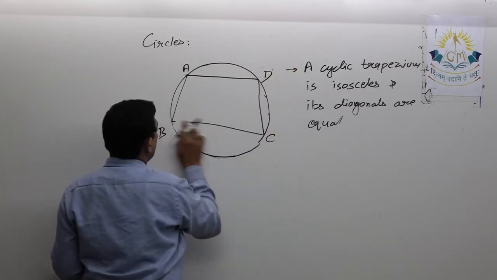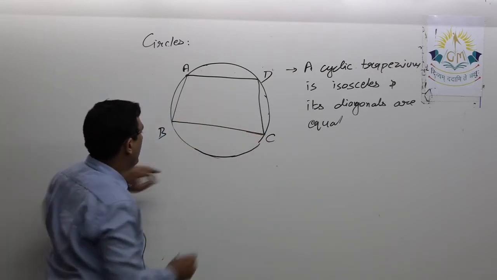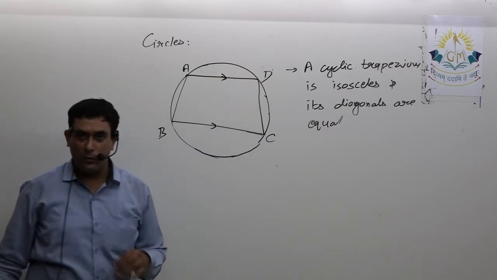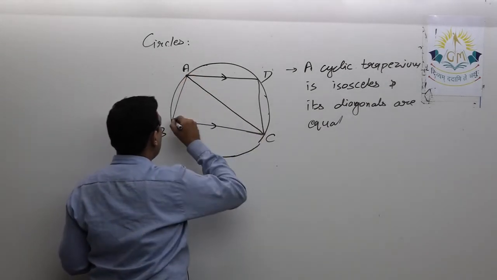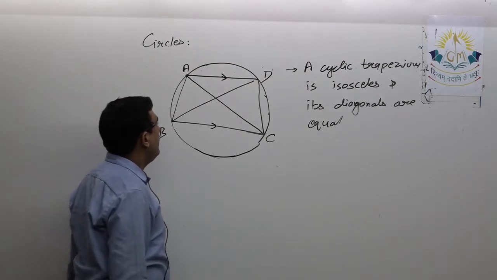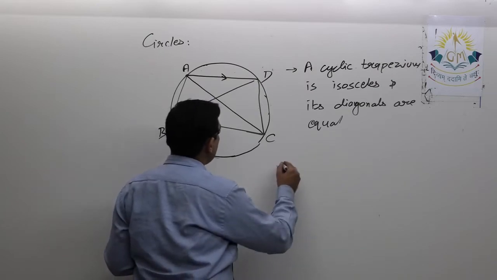Okay, this is a cyclic trapezium because AD parallel BC. Okay, so it's a trapezium and all its 4 points are on the circle, so it's a cyclic trapezium. Now definitely its diagonals will be equal. That means AC will be equal to BD. Okay, so also AB equal to CD.